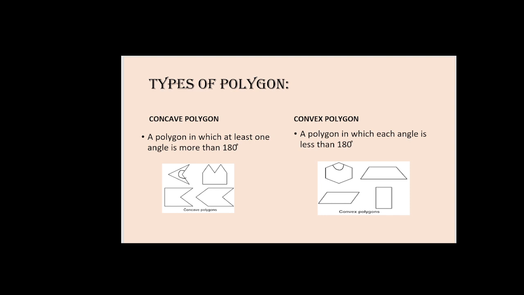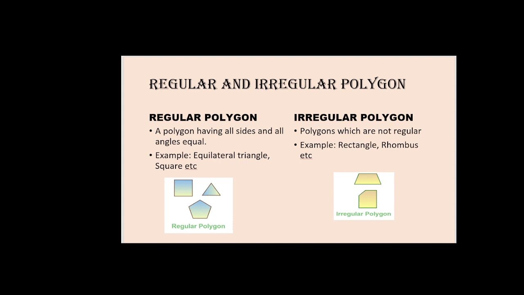Now, regular and irregular polygon. What is regular polygon? A polygon having all sides and all angles equal. If I give you an example of a triangle, there are three types of triangle: equilateral triangle, isosceles triangle and scalene triangle. In equilateral triangle, all sides are equal and all angles are equal. But it's not there in isosceles and scalene triangle.